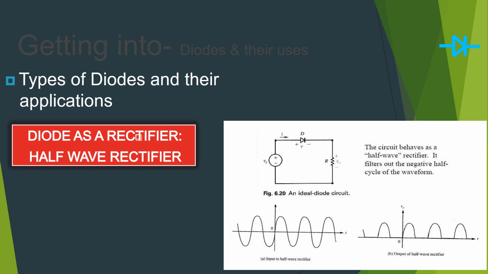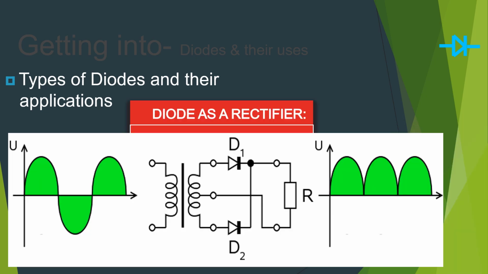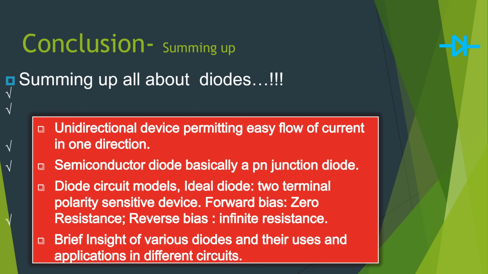Moving to the next slide, diode as a rectifier. In this diagram particularly, first D1 is conducting the flow of current and then D2 is conducting the flow of current. So now moving to the next slide.